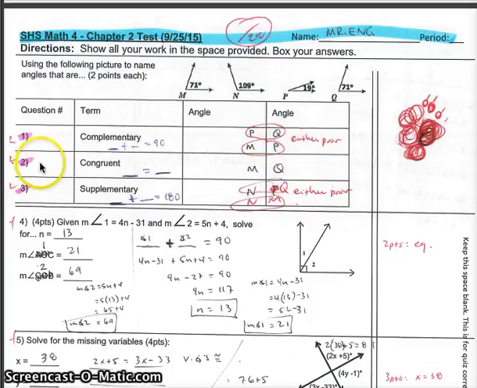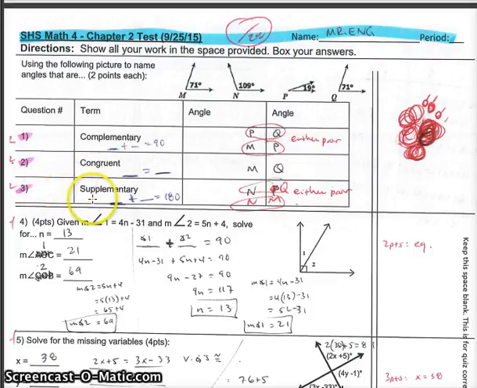Question number 2, you're looking for two angles that are congruent. That means blank is equal to blank. So the only two angles that are the same there are M and Q. They're both 71 degrees.